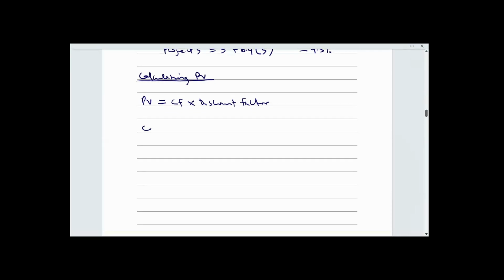So for company X to be equal to the cash, what's the cash flow of company X? 100. Remember, discount factor is 1 plus r raised to power minus n. Okay? All right.